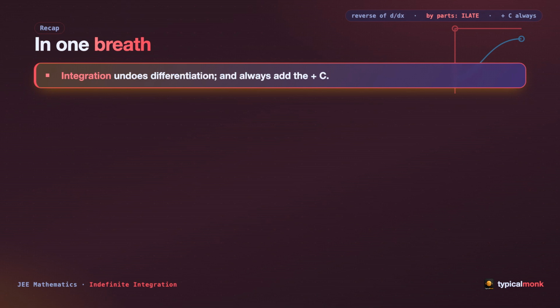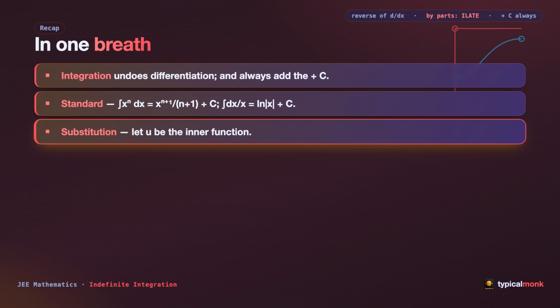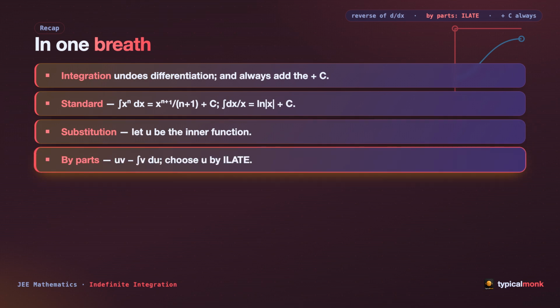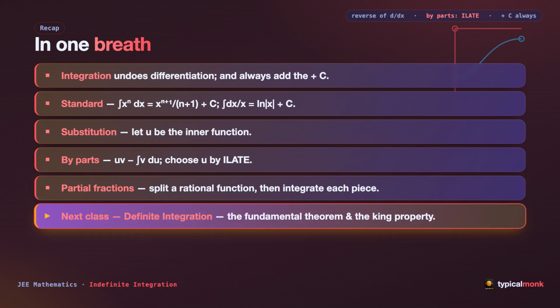Let us gather it all in one breath. Integration undoes differentiation, and always add the plus c. The standard forms: the integral of x to the n dx equals x to the n plus 1 over n plus 1 plus c, and the integral of dx over x equals the natural log of the modulus of x plus c. Substitution: let u be the inner function. By parts: uv minus the integral of v du, and choose u by ILATE. Partial fractions: split a rational function, and integrate each piece. Next class, definite integration, the fundamental theorem of calculus and the king property.